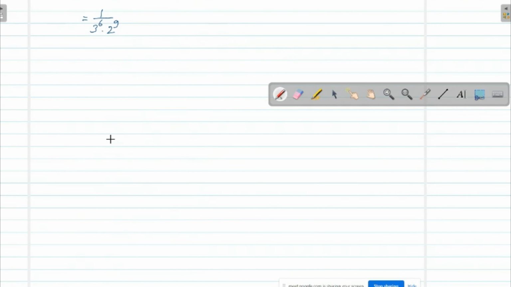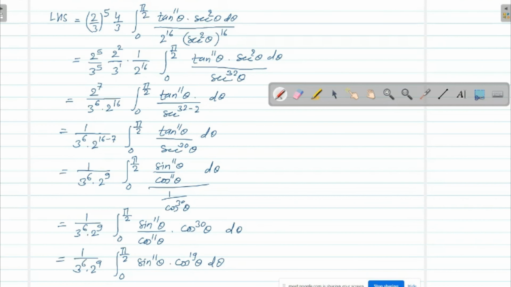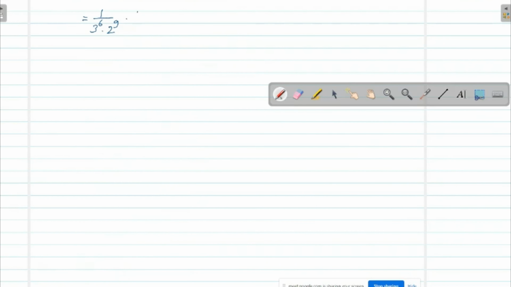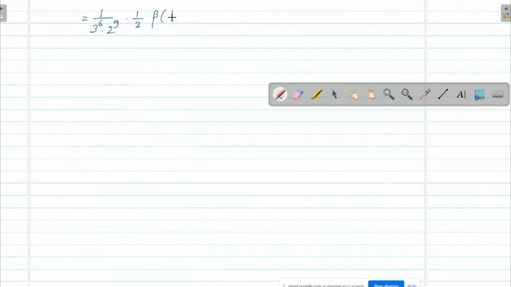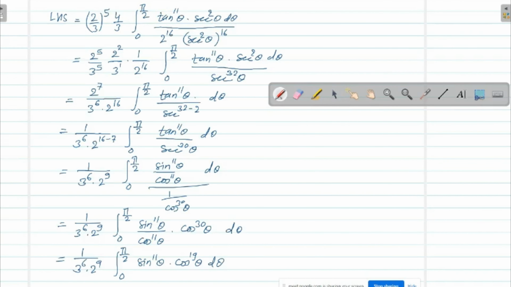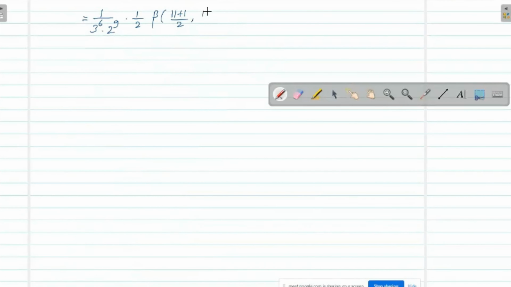Simply trigonometric formula. And what is the trigonometric formula? 1 by 2 beta, and this is into 1 by 2 beta of what? P plus 1 divided by 2, beta of what? P plus 1 divided by 2. That is 11 plus 1 divided by 2 comma, and 19 plus 1 divided by 2. Okay, by using formula.